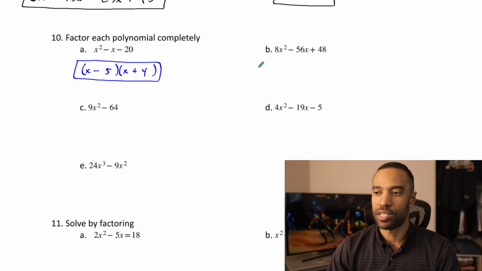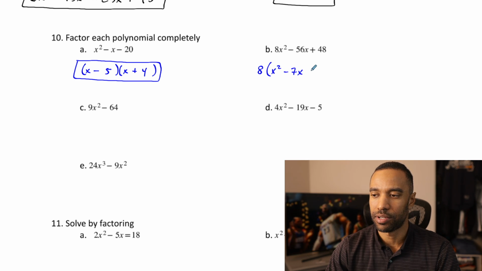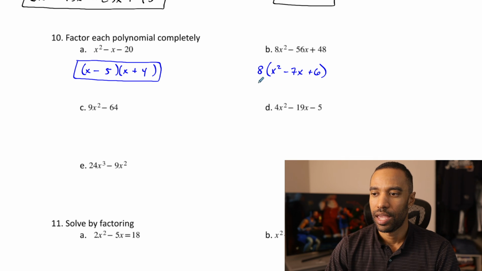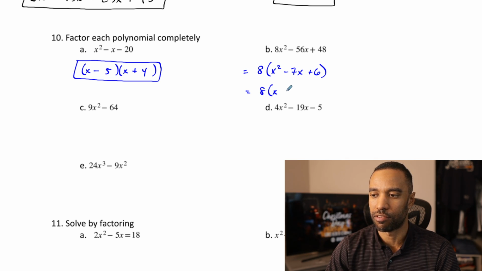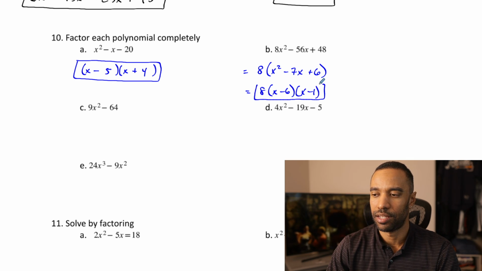On this one, I see a GCF, greatest common factor of 8. And when I factor that out, I got this guy here. If it couldn't factor any further, then we would stop there, but it can. This can factor into x minus 6 times x minus 1. Leave that 8 on the outside. It didn't do anything to you.